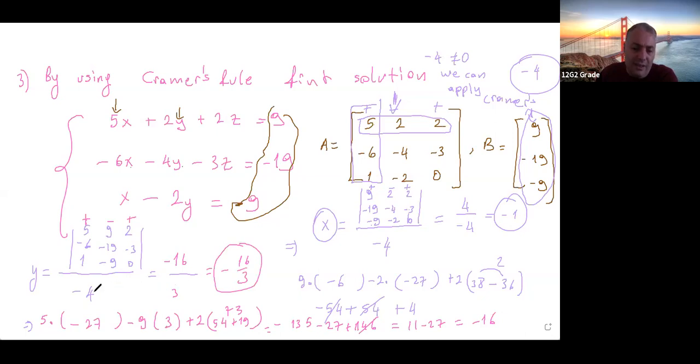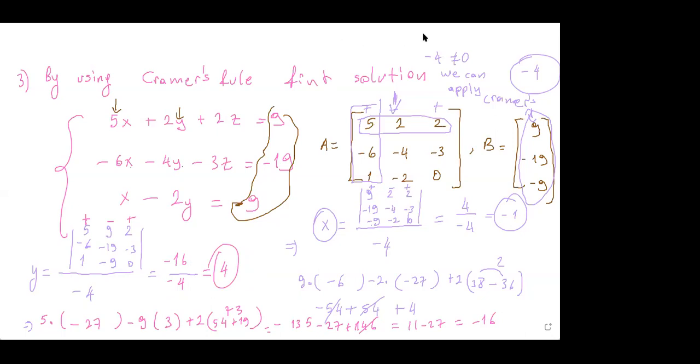Why 3? It's not 3. This is negative 4. So negative 16 over negative 4. So we should be careful. It's my mistake, I know, but in exam time, you be careful. Negative 16 over negative 4, which is positive 4. So y is positive 4. Okay.